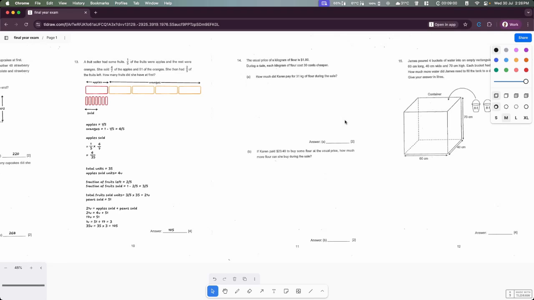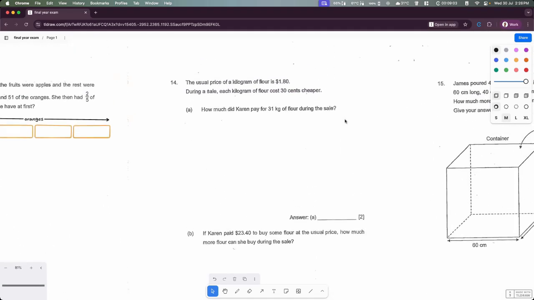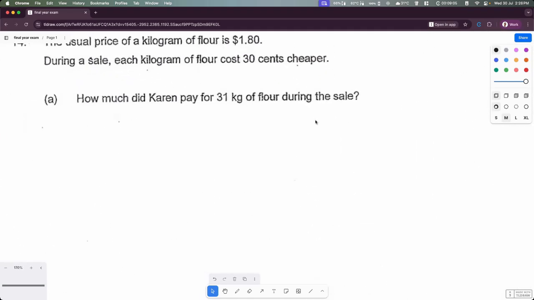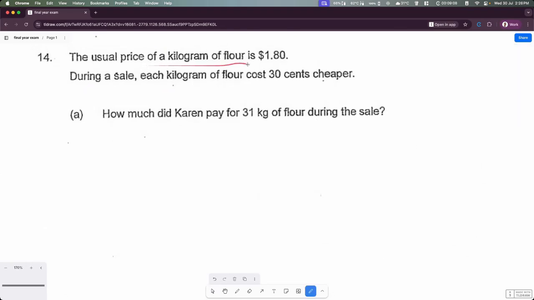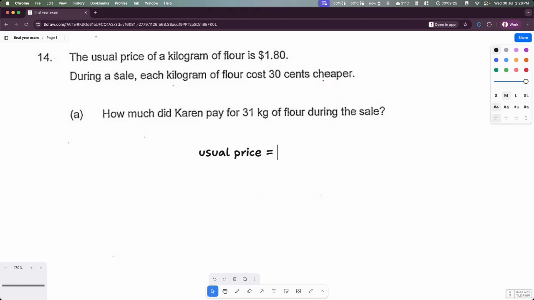All right, let's move on to the next question. Question 14. So question 14 says the usual price of a kilogram of flour is $1.80. During a sale, each kilogram of flour costs 30 cents cheaper. How much did Karen pay for 31 kilograms of flour? Okay, so pretty straightforward. Usual price is equal to $1.80. So sale price is equal to 1.8 minus 30 cents, 0.3.